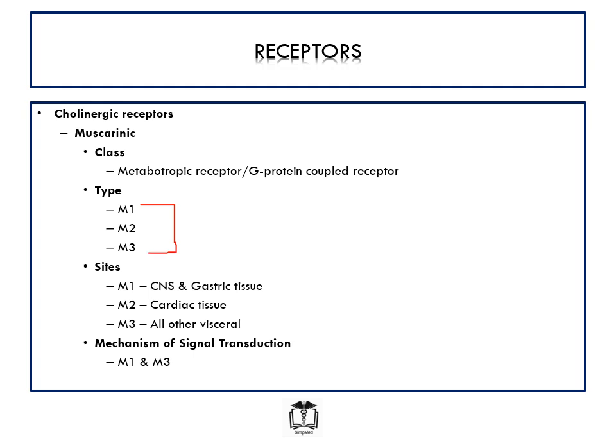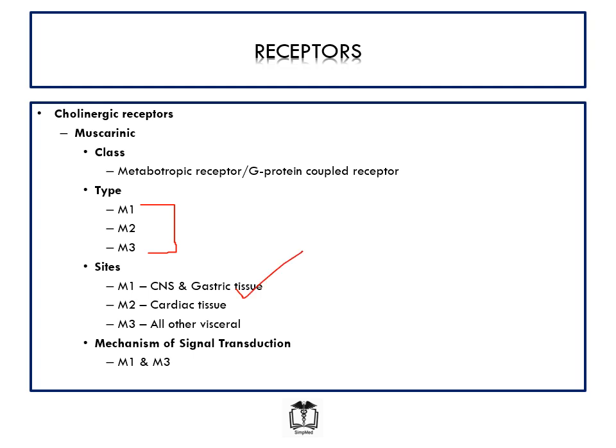The M4 and M5 tend to be found in the CNS, but M1, M2, M3 are found in the CNS and the ANS. And because they're found in the ANS, that's why we are referring to them specifically. In terms of their various sites, the M1 receptors are found in the CNS and the gastric tissues.